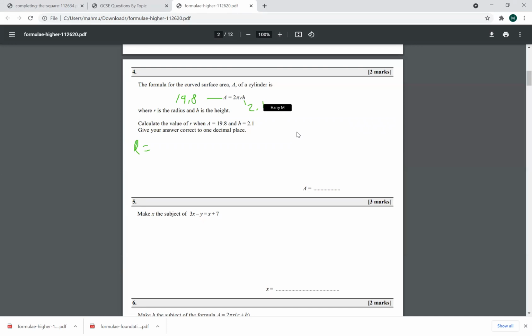So, 2 times pi. Pi is 3.14, we know that. Don't work it out in your head. First, rearrange it. So 2 times 3.14 times 2.1. Show the examiner how you will rearrange it.